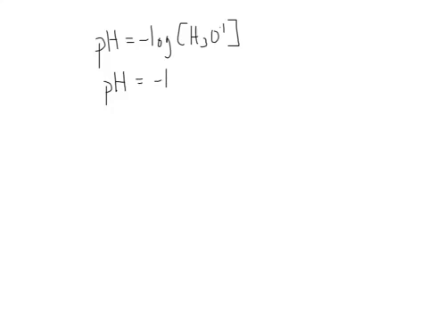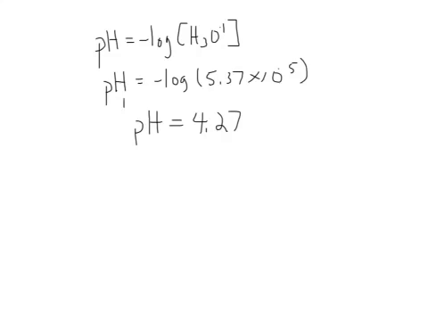Okay, to calculate pH, we'll use that pH is the negative log of the hydronium ion concentration. So in this case, pH is just the negative log of 5.37 times 10 to the minus 5, or pH is equal to 4.27. And we're done.